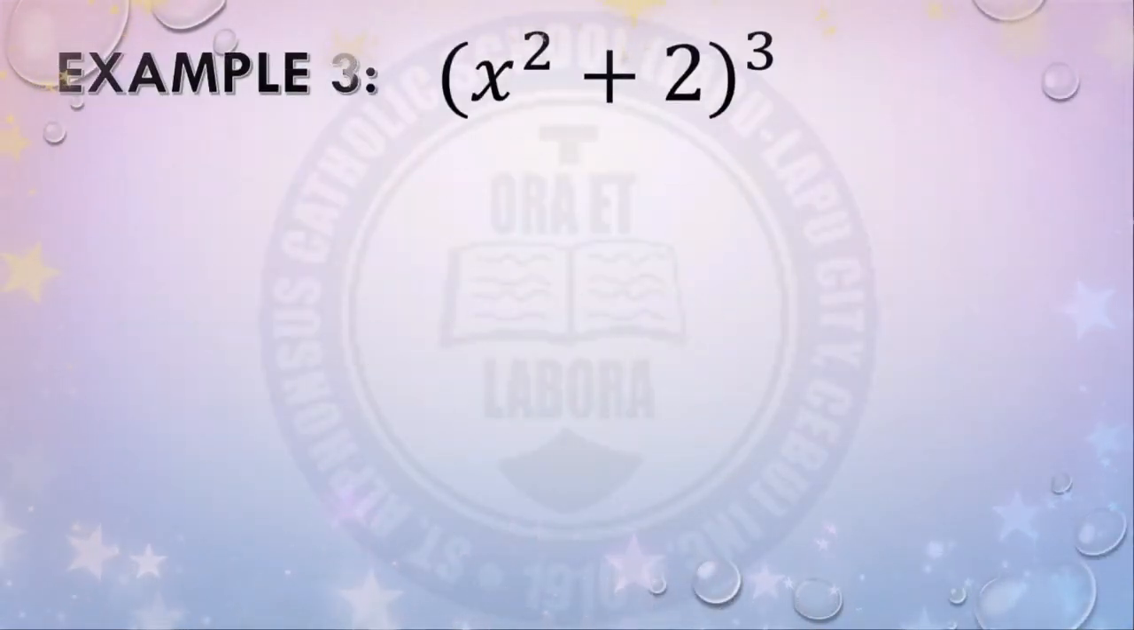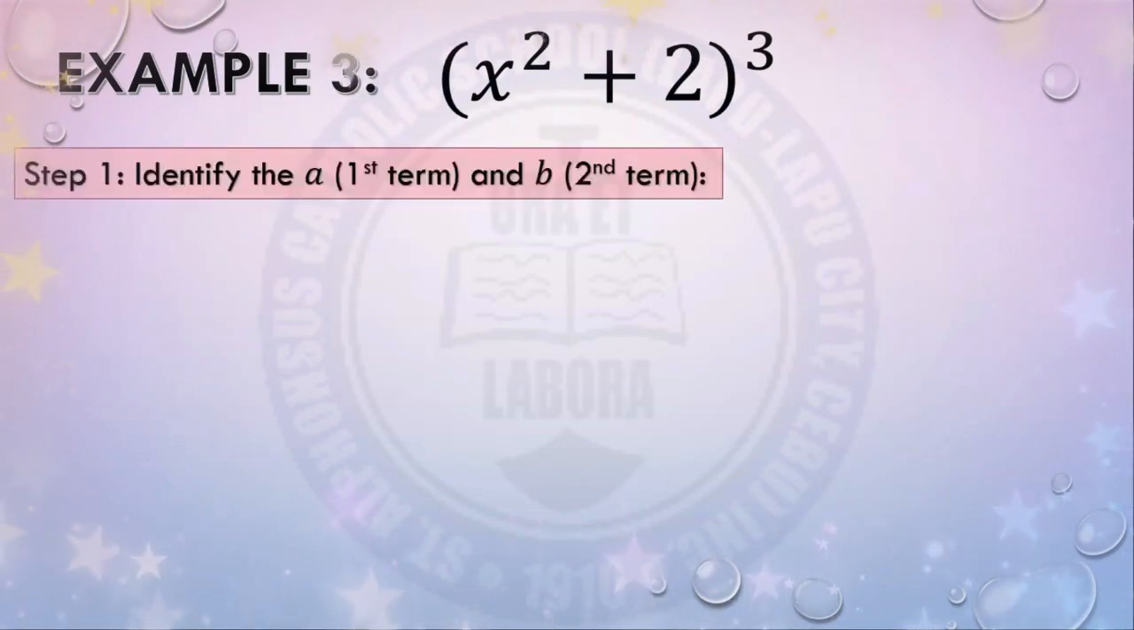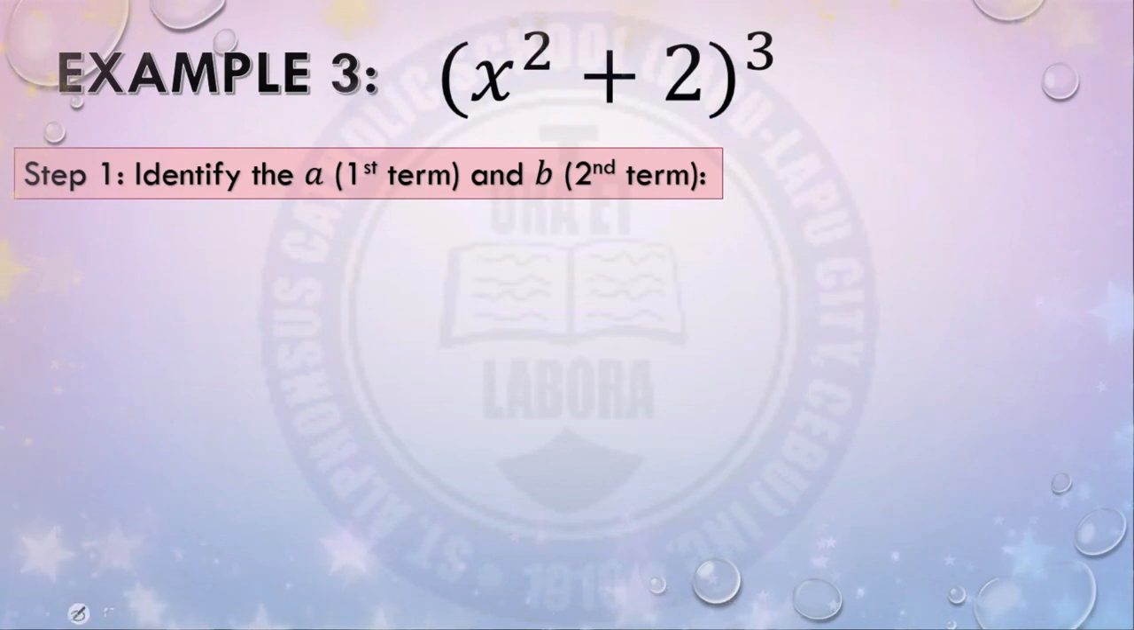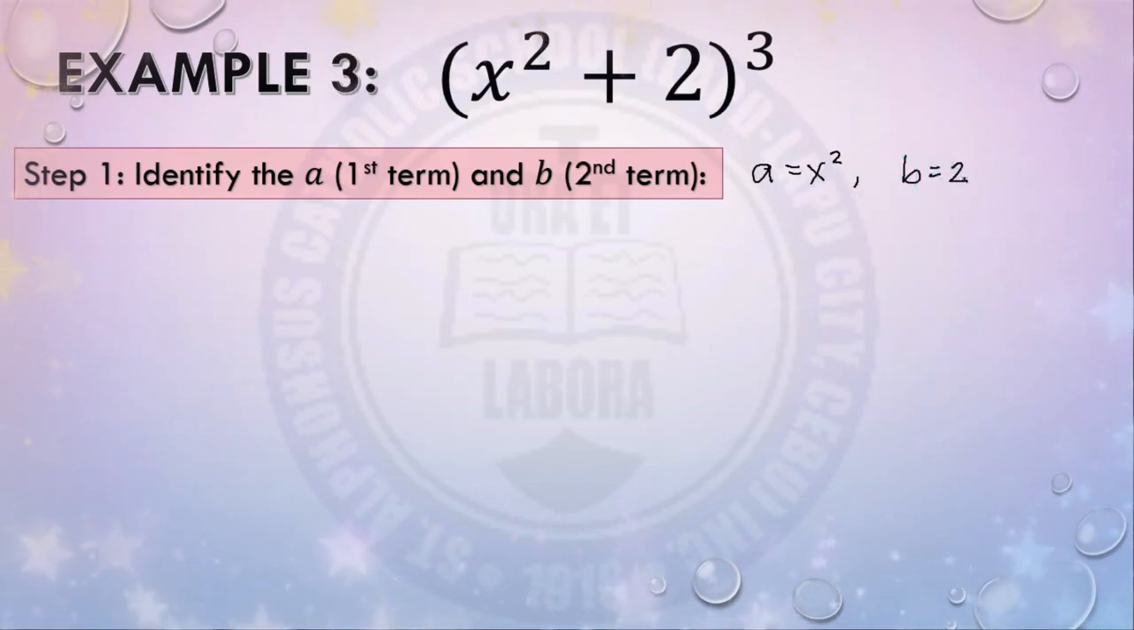(x squared + 2) cubed. So first, identify your first term and your second term. What is your first term? Our first term is x squared. And our second term is 2.